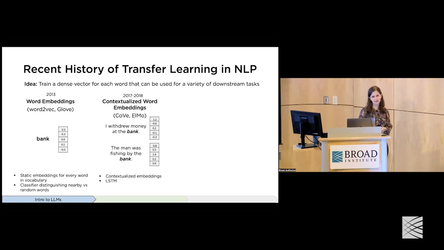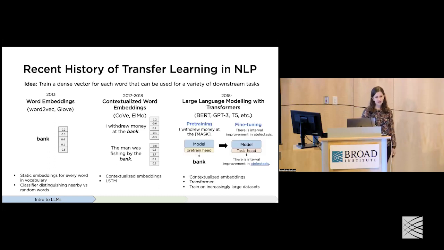And the embeddings generated during this era were largely using LSTM models. Now, starting in 2018, we're starting to see this era of large language modeling with transformers. So what's really the difference there? These are still contextualized word embeddings, but instead of using LSTM models, we're using transformer models.